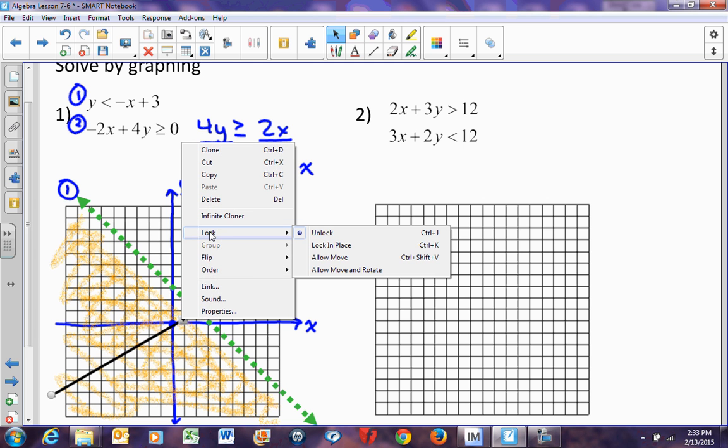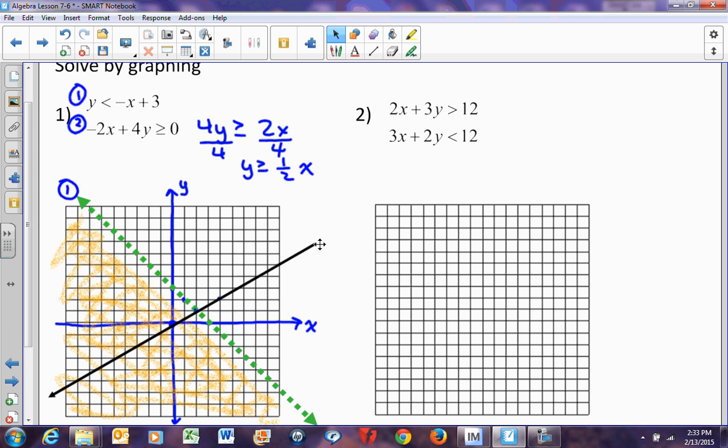There's that line. Now I can't use 0, 0 as my test point because the line goes through 0, 0. So I have to use a different test point. I'm just going to use negative 2, 0. I can test negative 2, 0 pretty easily here. Negative 2 times negative 2 plus 0 is greater than or equal to 0. 4 is greater than or equal to 0, so that works. So I'm going to be shading where negative 2, 0 is. That puts negative 2, 0 here, so that's going to be up this side of my graph.